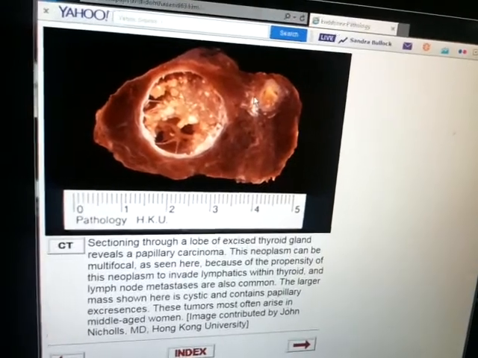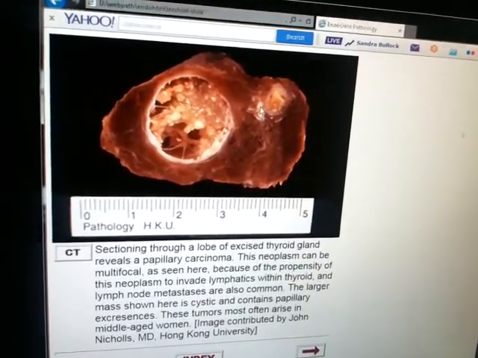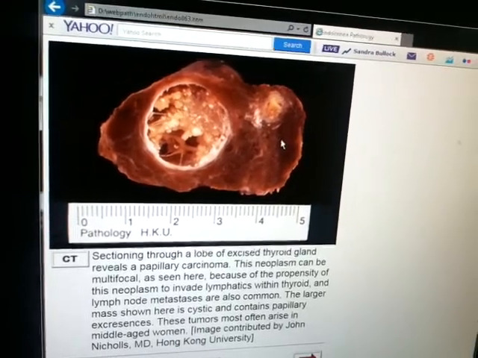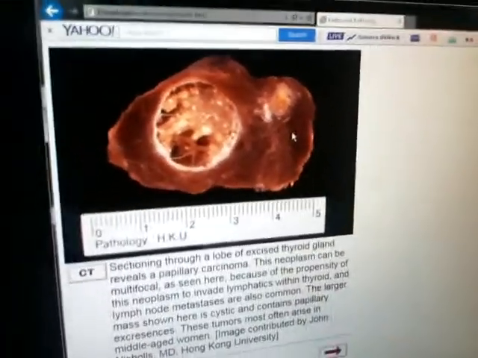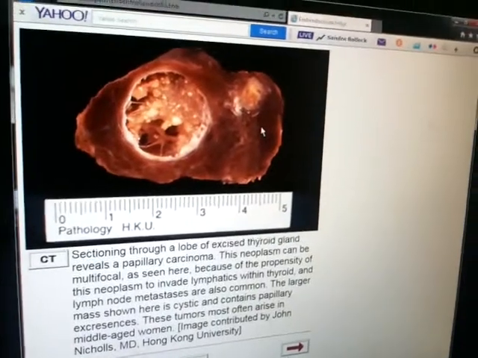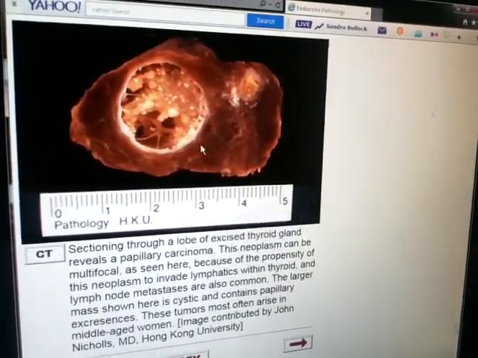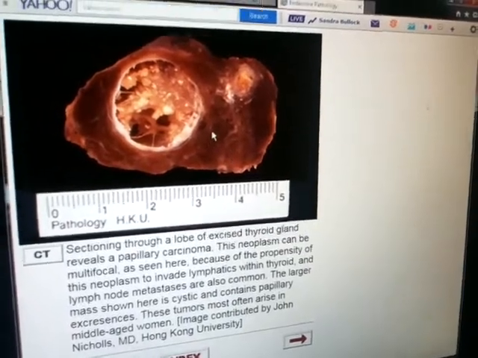Papillary thyroid carcinoma tends to be multifocal. I mean multiple foci of tumor within the thyroid gland at the same time due to lymphatic infiltration or lymphatic permeation through the thyroid gland.